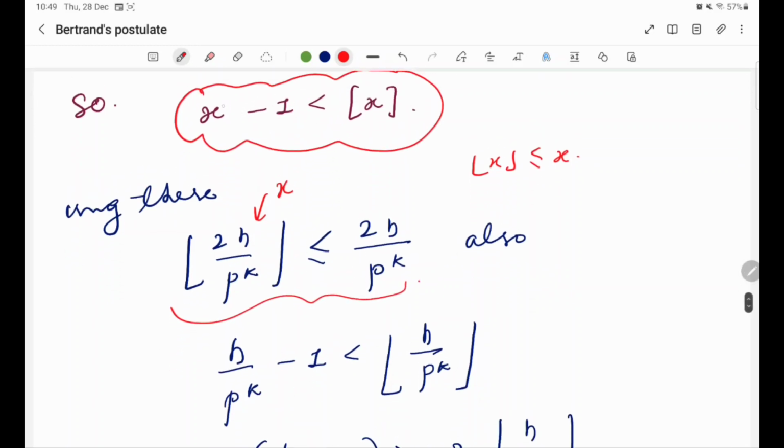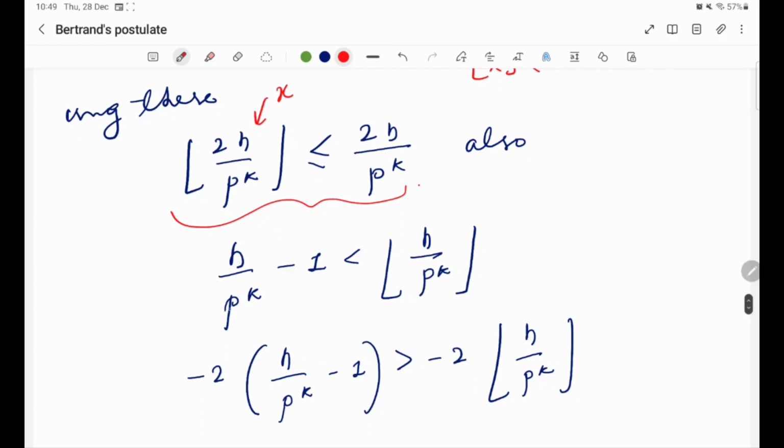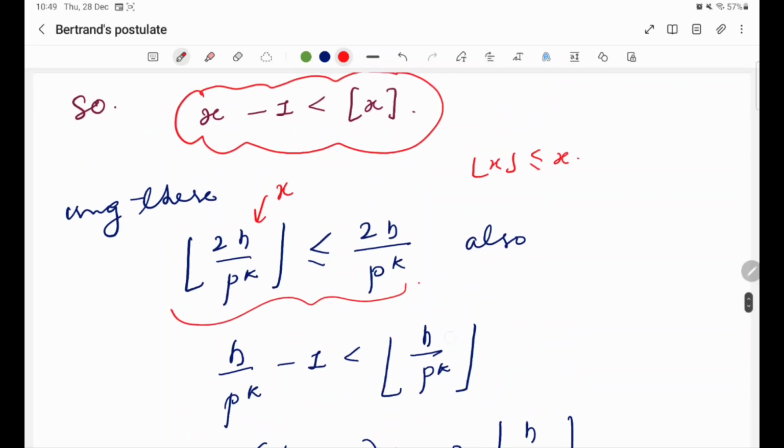Now as we have proved this, x minus 1 less than floor of x, you can apply this for n by p power k. So n by p power k minus 1 is less than the greatest integer of n by p power k. This is called the floor function. You can use either notation, both are the same. We call it the floor function, also the greatest integer function, GIF. They both are the same.